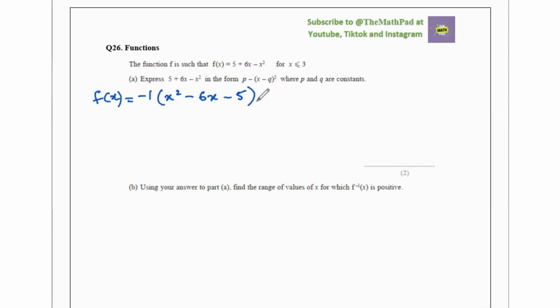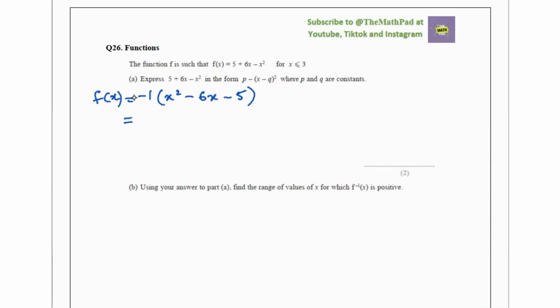This step is very important. You have to make the coefficient of x squared positive 1 before you start finding the completing square form. So if it's a fraction, or a number greater than 1 or less than 1, you will take that common from the entire equation, not just from x squared, the entire equation. So we have negative 1 bracket x squared minus 6x minus 5. Now we start the completing square form.